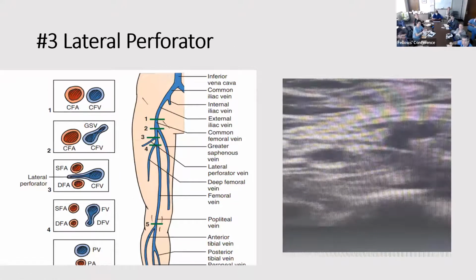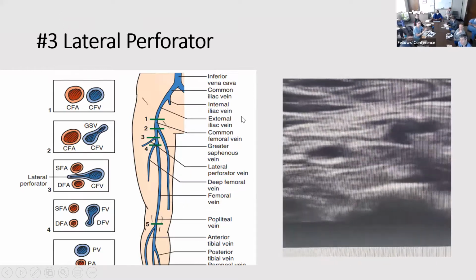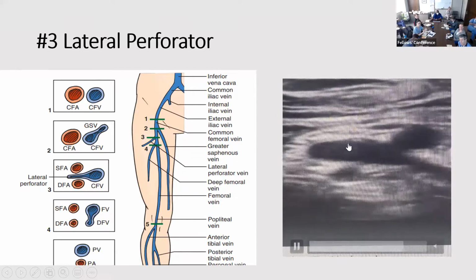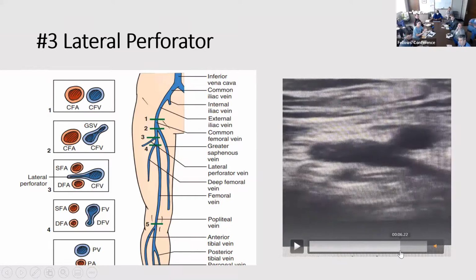Next is our lateral perforator. This is also a superficial vein. This drains the blood from the subcutaneous tissue and the thigh into the deep system. So if you see a clot at this junction, you should also strongly consider anticoagulation. That's how this one looks. Right here, there's your lateral perforator.